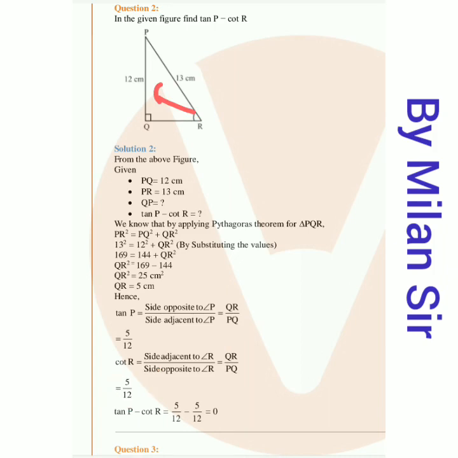Now the final process, tan P minus cot R. Put the values of tan P and cot R. Both are equal to 5 upon 12. So 5 upon 12 minus 5 upon 12, plus and minus. So it's 0. Okay, 5 upon 12 minus 5 upon 12 is 0.